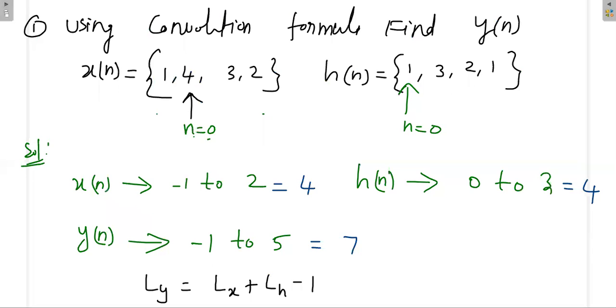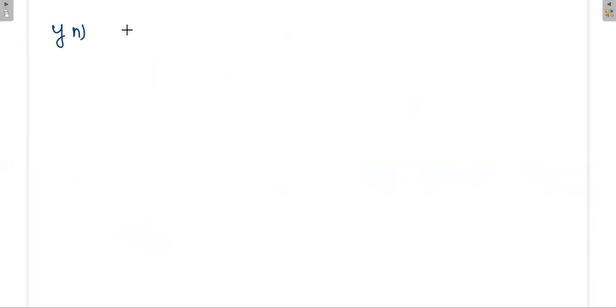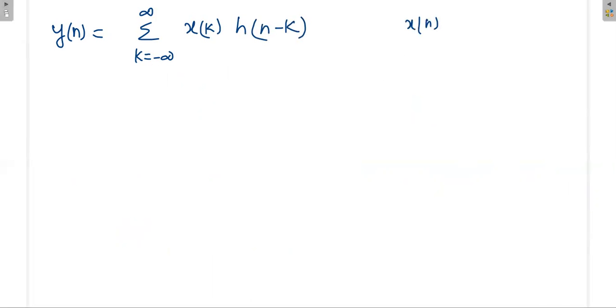Now we will concentrate on the formula, that is y of n is equal to summation k from minus infinity to plus infinity x of k h of n minus k. For reference, we will write here: x of n time index is going from -1 to plus 2. h of n is going from 0 to 3.